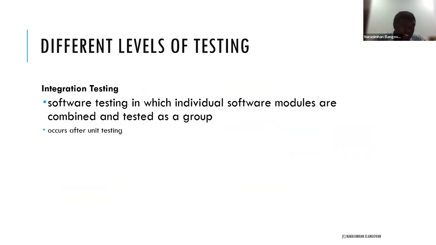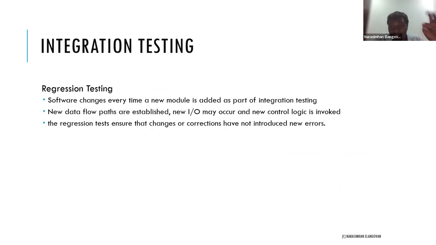Next, once you're done with unit testing, you do what is called integration testing. Simple example. Income from house property, I did. Income from salary, I did. Both of them independently working. If I merge both of them, will it work together? Integration testing. Modules are combined and tested as a group. Occurs after unit testing. Regression testing, most popular examination question. Your income from house property, you brought in, right? After you brought in salary. Now, after you brought in income from house property, what was earlier working fine has now stopped working. I repeat, what was earlier working fine, stopped working. So the regression test ensures that the changes or corrections have not introduced new types of errors. Have not introduced new types of errors.